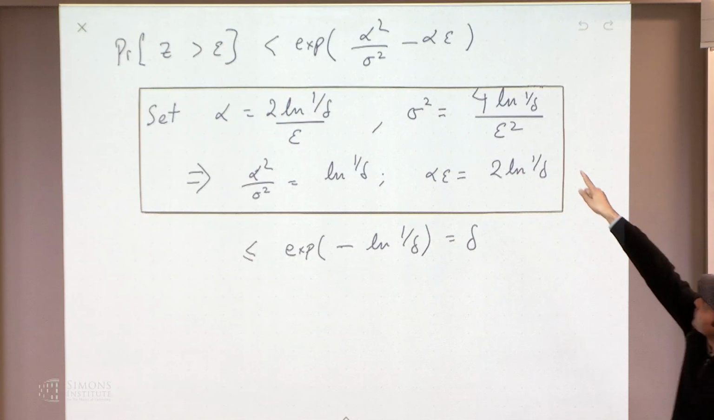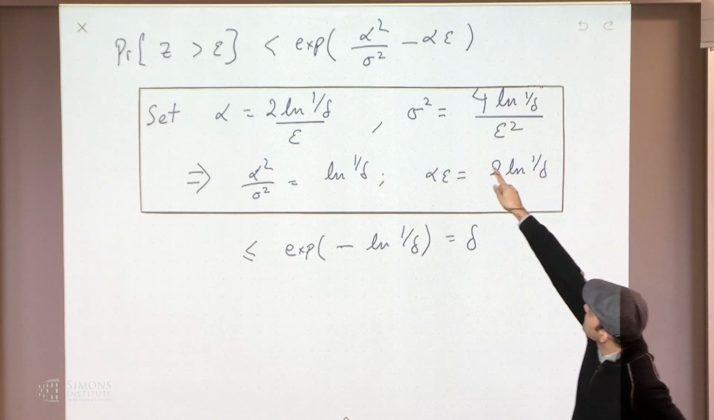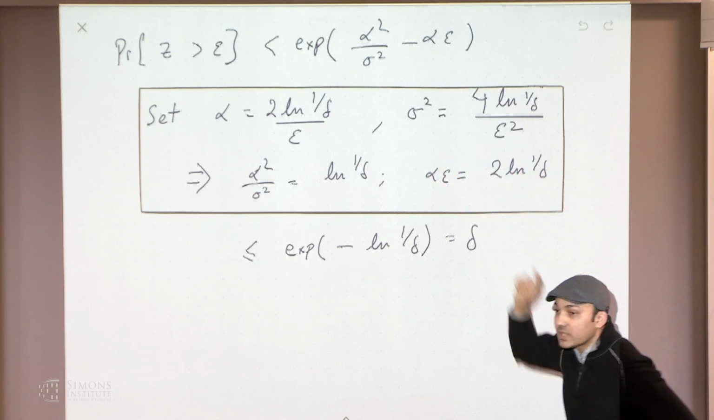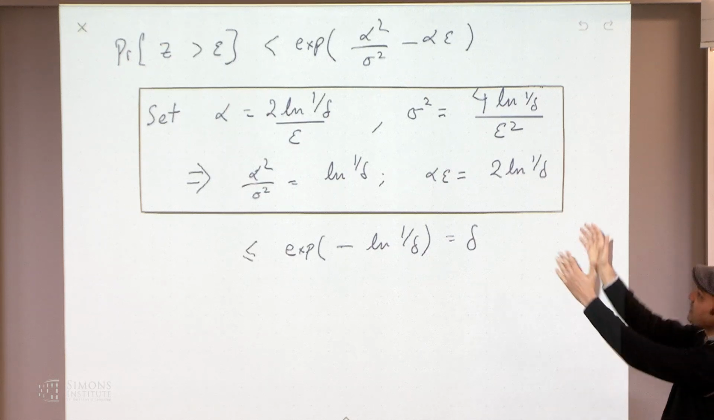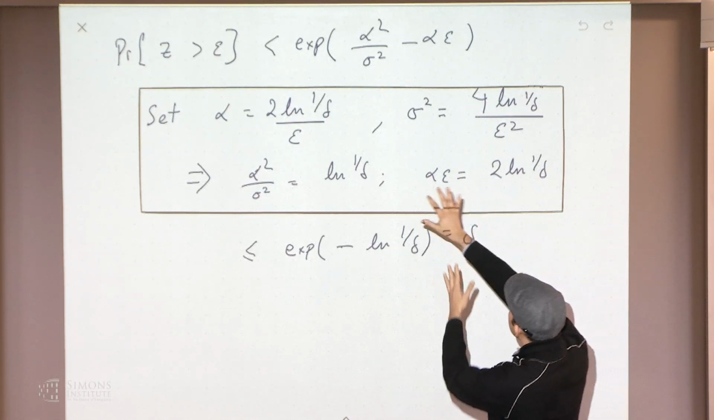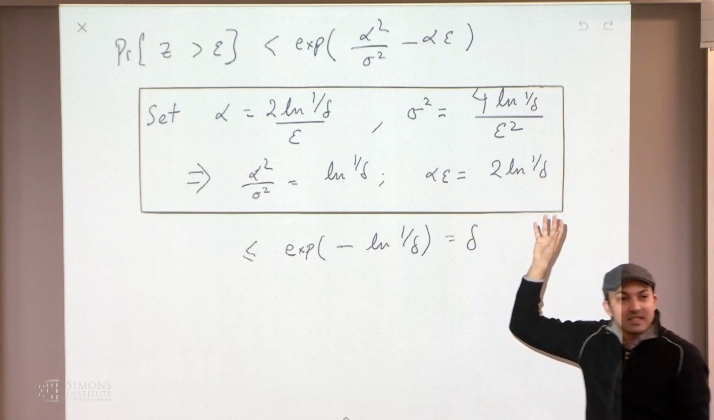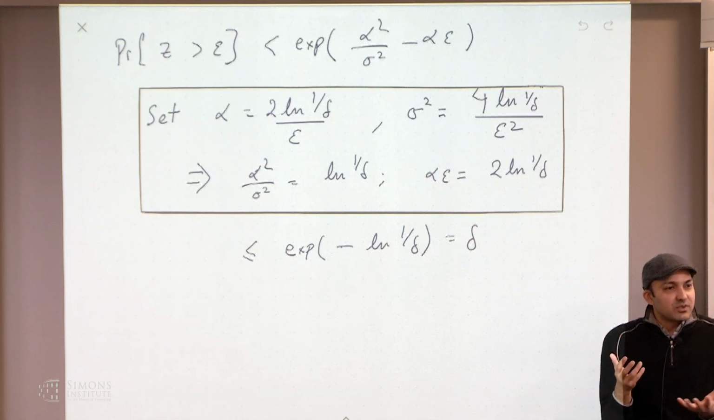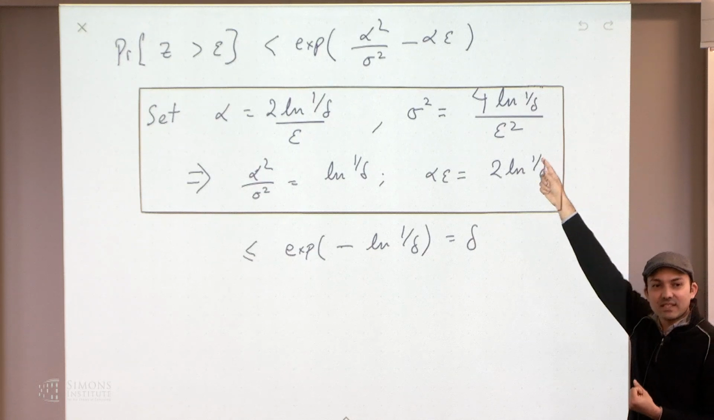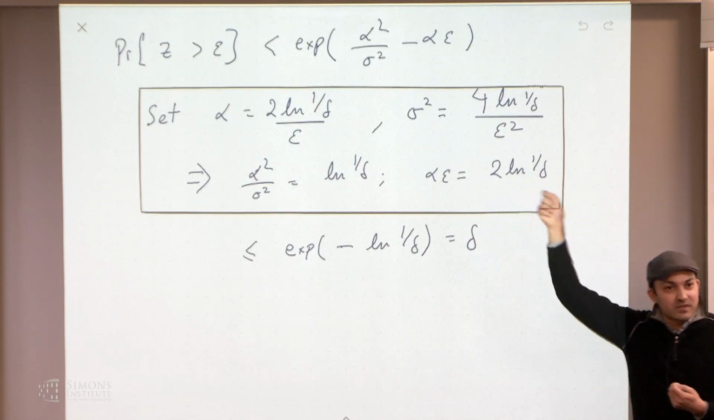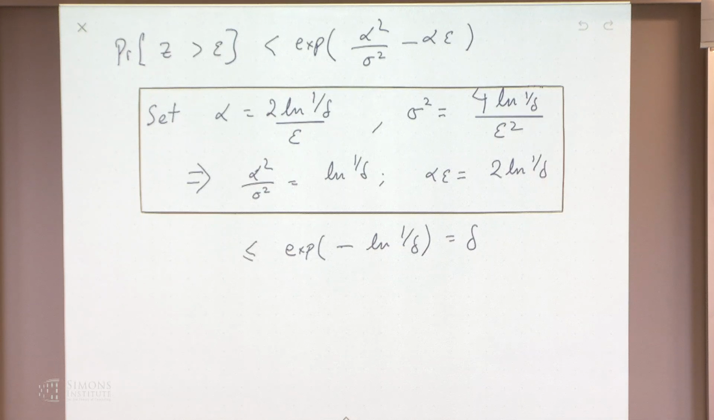Okay, so I have a difference of two terms. One is alpha times epsilon. The other is alpha squared over sigma squared. I want this e to this whole expression to be smaller than delta. And the simplest way to do that is to make the negative term 2 ln 1 over delta, and make the positive term 1 times ln 1 over delta.